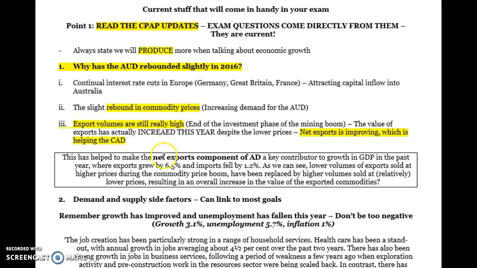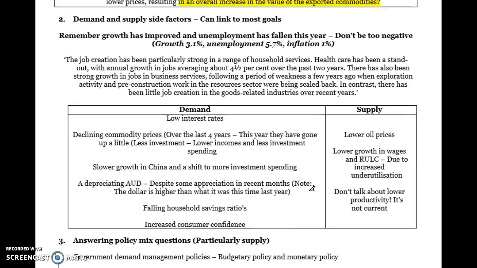So this is just a quote. This has helped to make the net exports component of aggregate demand a key contributor to growth in GDP in the past year, where exports grew by 6.4% and imports fell by 1.2%. As we can see, lower volumes of exports sold at higher prices during the commodity price boom have been replaced by higher volumes sold at lower prices today, resulting in an overall increase in the value of exported commodities. So even though the price is low and that's caused decreased incomes and hurt our growth, we are selling a lot in terms of the value.